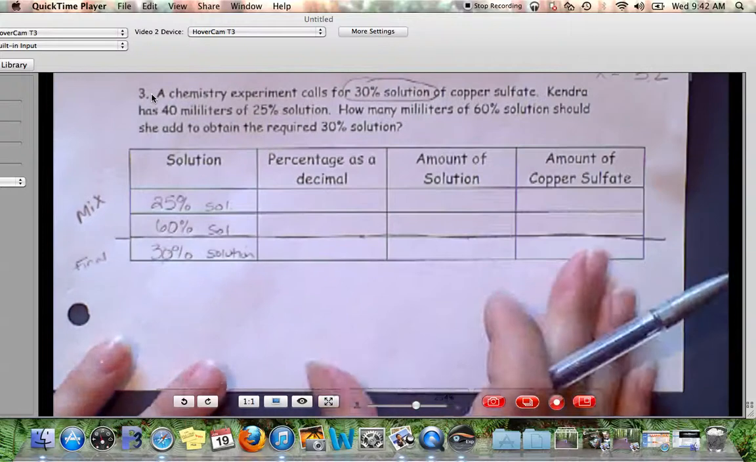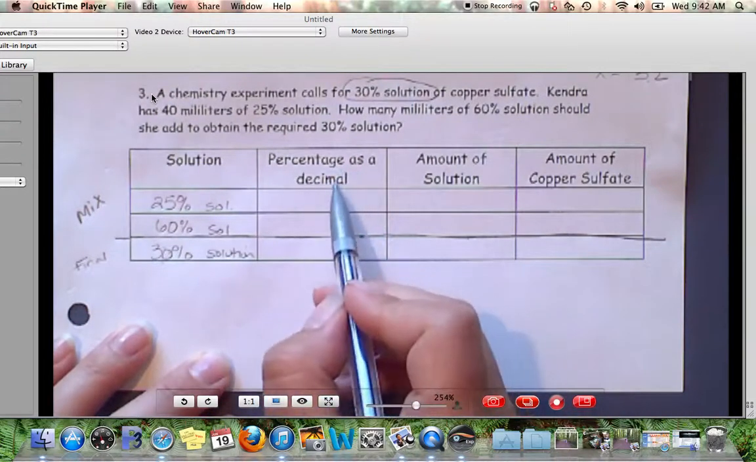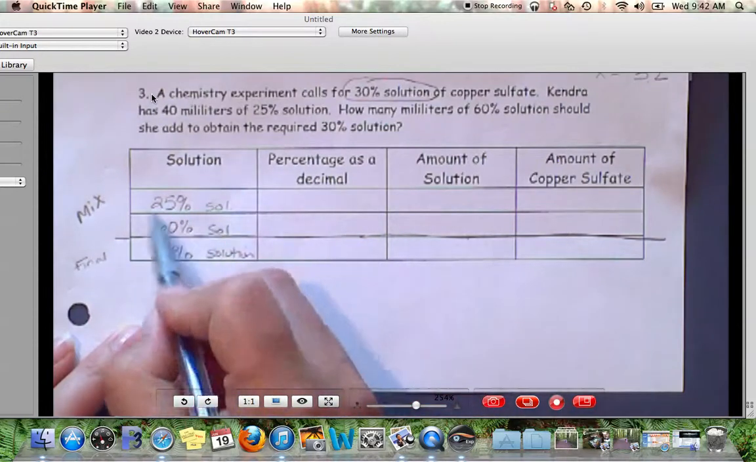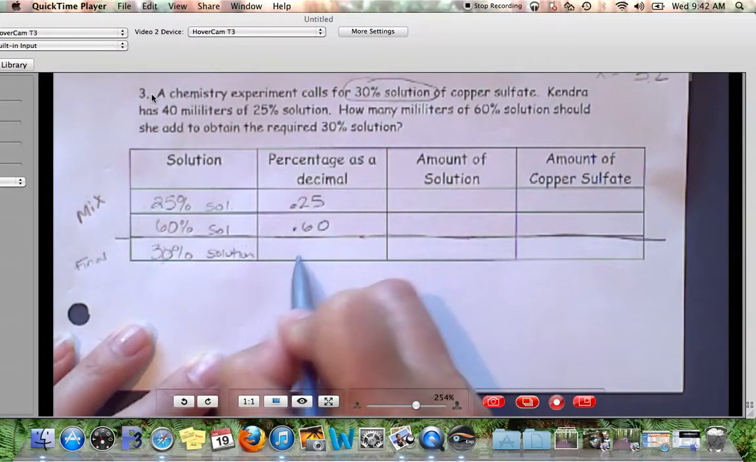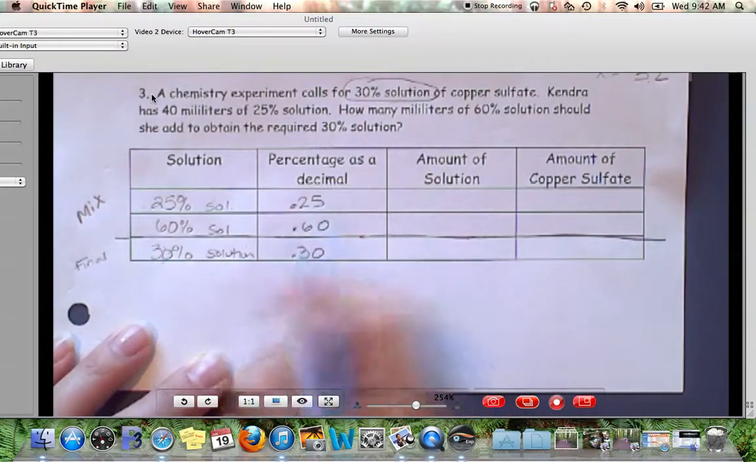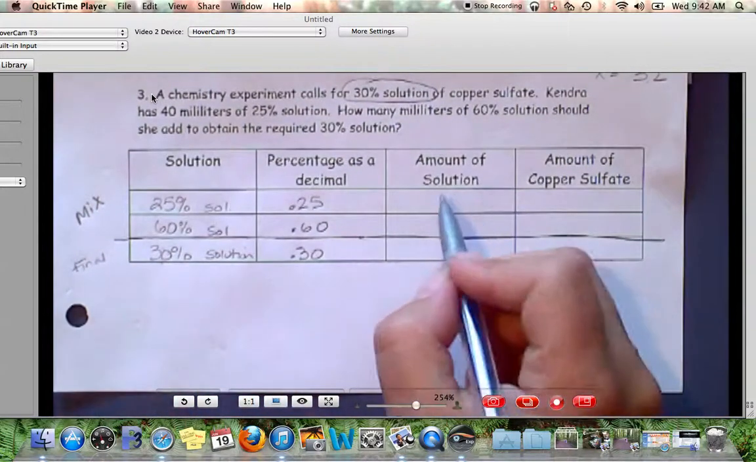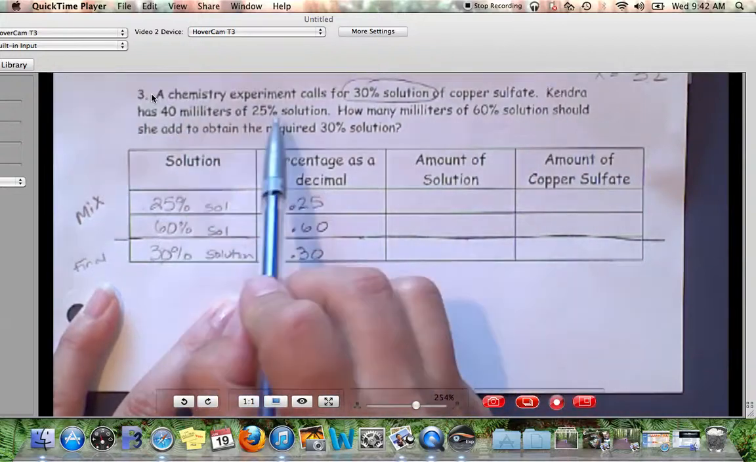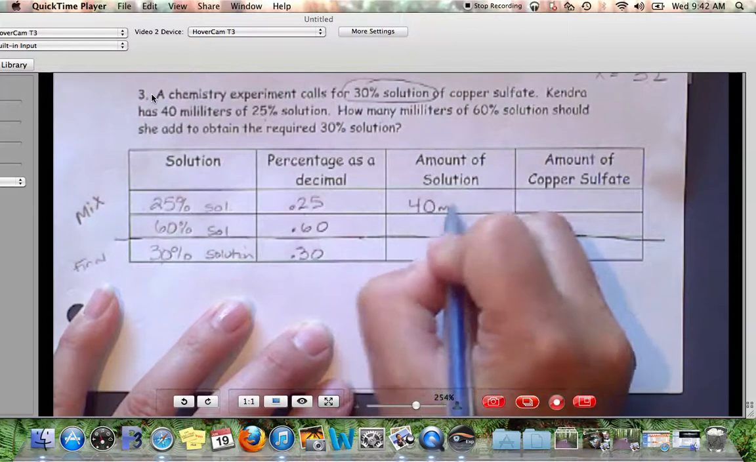Now, because we're dealing with percentages, we can designate a column for changing that percentage to a decimal. So 25%, remember we just moved the decimal twice to the left, so we get 0.25, 0.60, and 0.30. Move the decimal 2 places to the left. The amount of each solution. We know it says Kendra has 40 milliliters of the 25% solution. So we know she has 40 milliliters here.